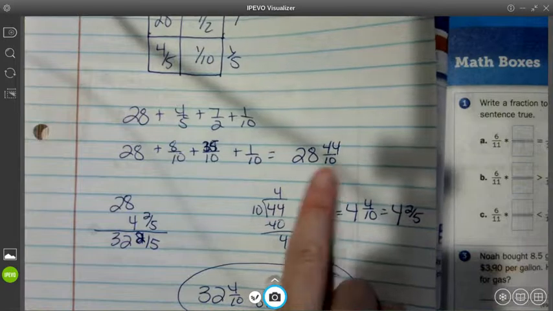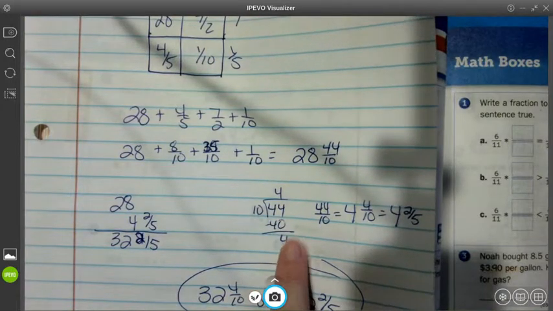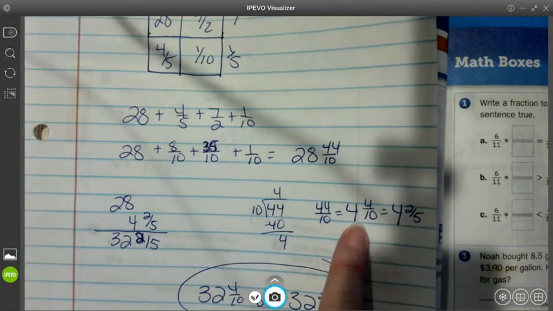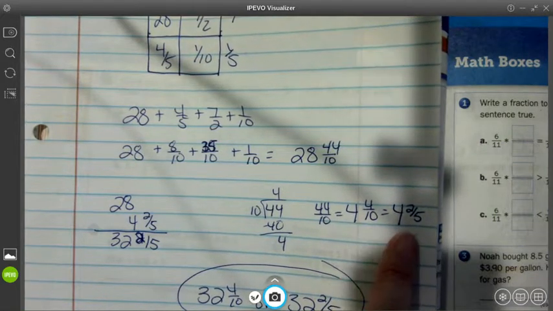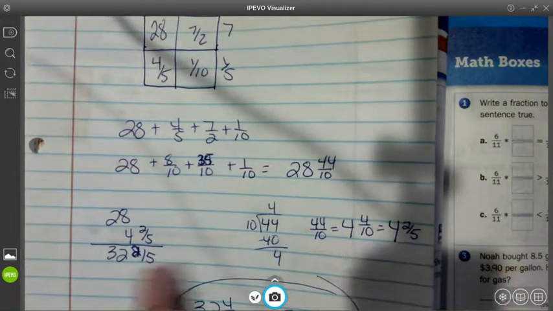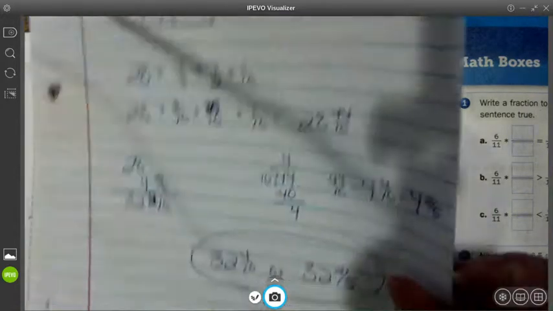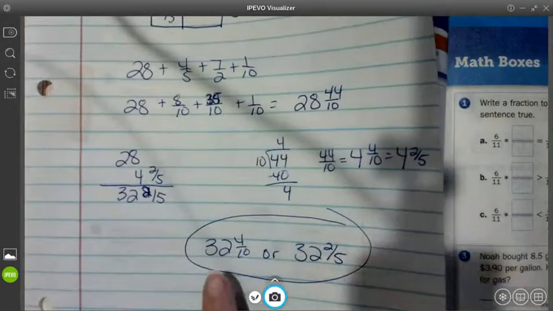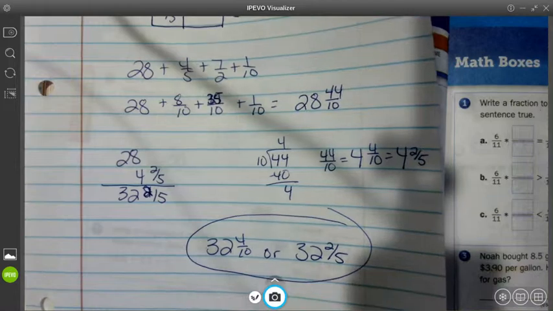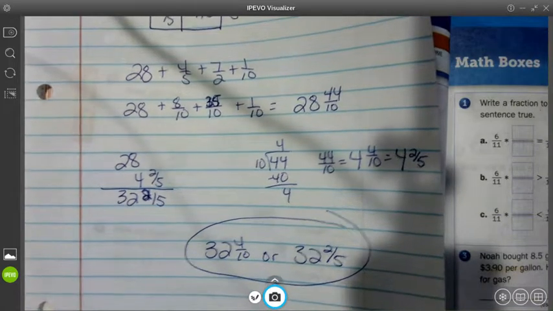I took that 44 over 10 and tried to take it from an improper fraction to a mixed number, and I found that it equaled 4 and 4/10. I could also reduce that to 4 and 2/5. But when I took that 4 and 4/10 and added it back to 28, I got a solution of either 32 and 4/10 if you didn't reduce it, or 32 and 2/5 if you did.